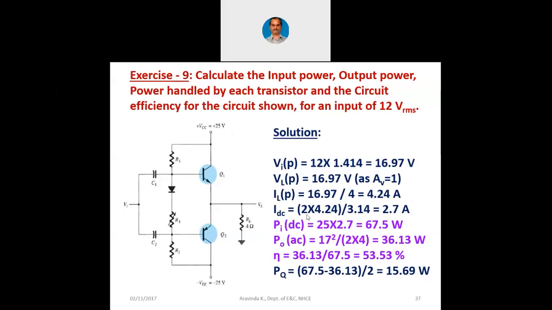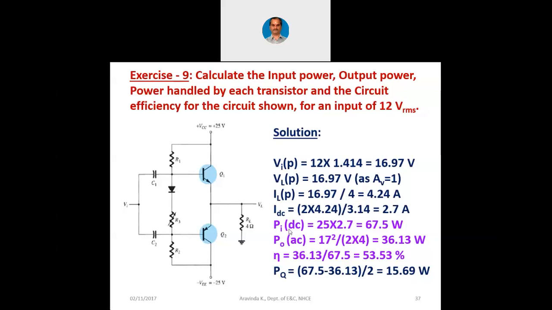Now IDC is, as you already know, 2 into IP divided by pi, not IRMS. That is 2 into 4.24 divided by 3.14. Now ILP is this 4.24 amperes, right? So IDC we get 2.7 amperes.